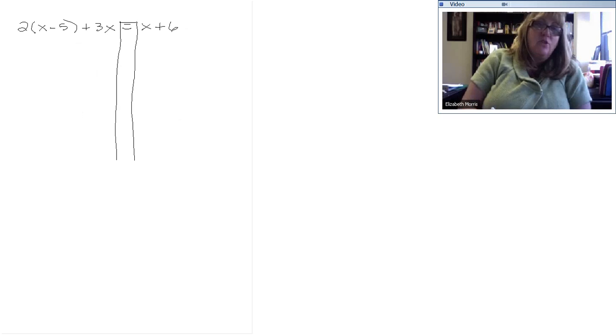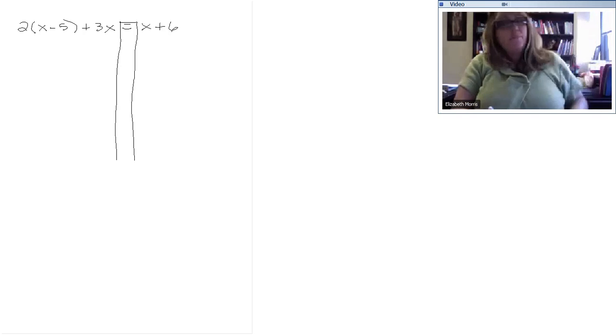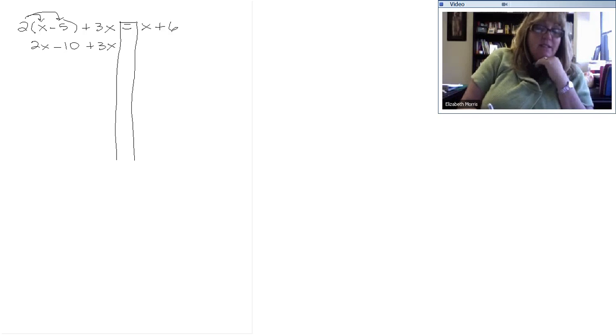I got 2 in parentheses x minus 5 plus 3x. I have to get rid of these parentheses. They exist because they want me to distribute the 2. So 2 times x is 2x, and 2 times negative 5 is negative 10 plus 3x. Now looking at this, I still can simplify because I have a 2x and a 3x. Positive 2x and positive 3x combined give me 5x.